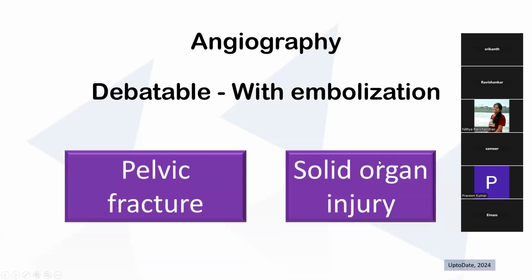Okay, it has to be in two areas. Isolated use of angiography is useless. It has to be with embolization. You can use it in certain grades of injury of the solid organs, the liver and spleen, and in pelvic fracture. In pelvic fracture, you know that there's a huge retroperitoneal hematoma because of the fracture and the involvement of veins. With angiography, you can embolize and try to control that bleeding to some extent. So these are the two areas where angiography can be considered, but it is still debatable.